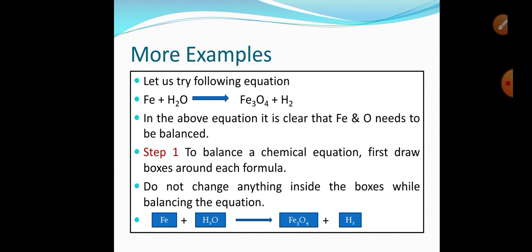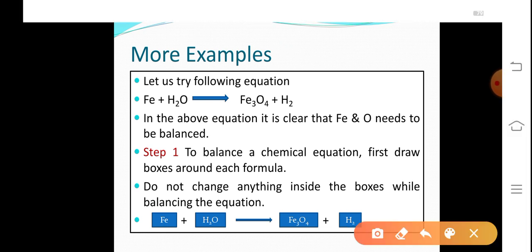Let us try some more examples. Iron when reacts with water forms iron oxide and hydrogen. So in the above equation, it is clear that iron and oxygen need to be balanced. As we can see, hydrogen left hand side 2, right hand side 2. So hydrogen is balanced.